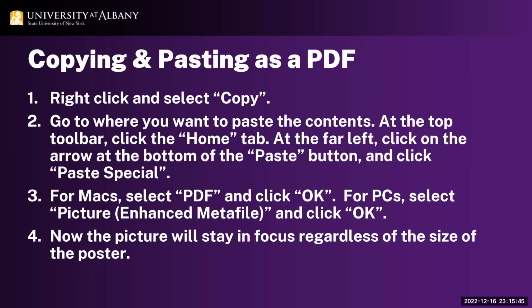When you're copying and pasting, make sure you do it as a PDF. Right click and select copy on the item you wish to copy. Go to where you want to paste it. At the top toolbar, click the Home tab. At the far left, click on the arrow at the bottom of the paste button and click Paste Special. For Macs, select PDF and click OK. For PCs, select Picture Enhanced Meta File and click OK.